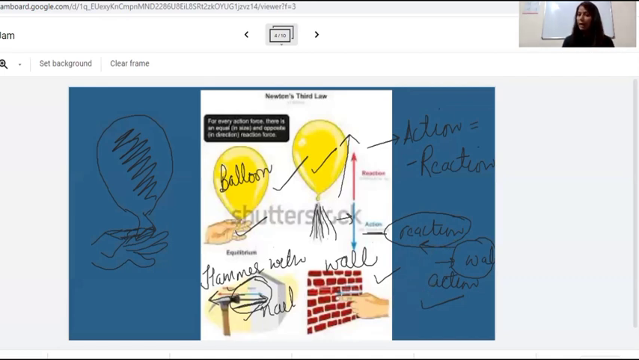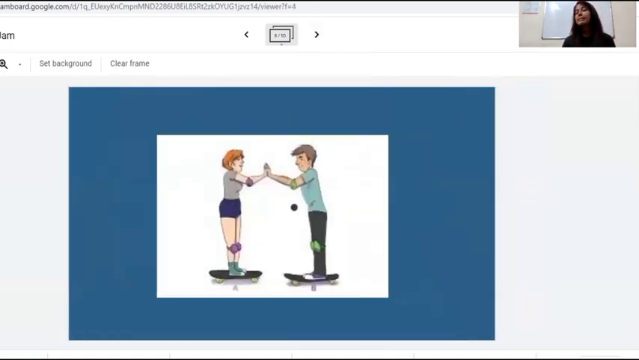So we did some of the action, but on the opposite side, we will get the reaction force also. Come to the next example. This is the next example we are having. Two persons are there. All the two persons are standing on a skating board. This is the skating board.